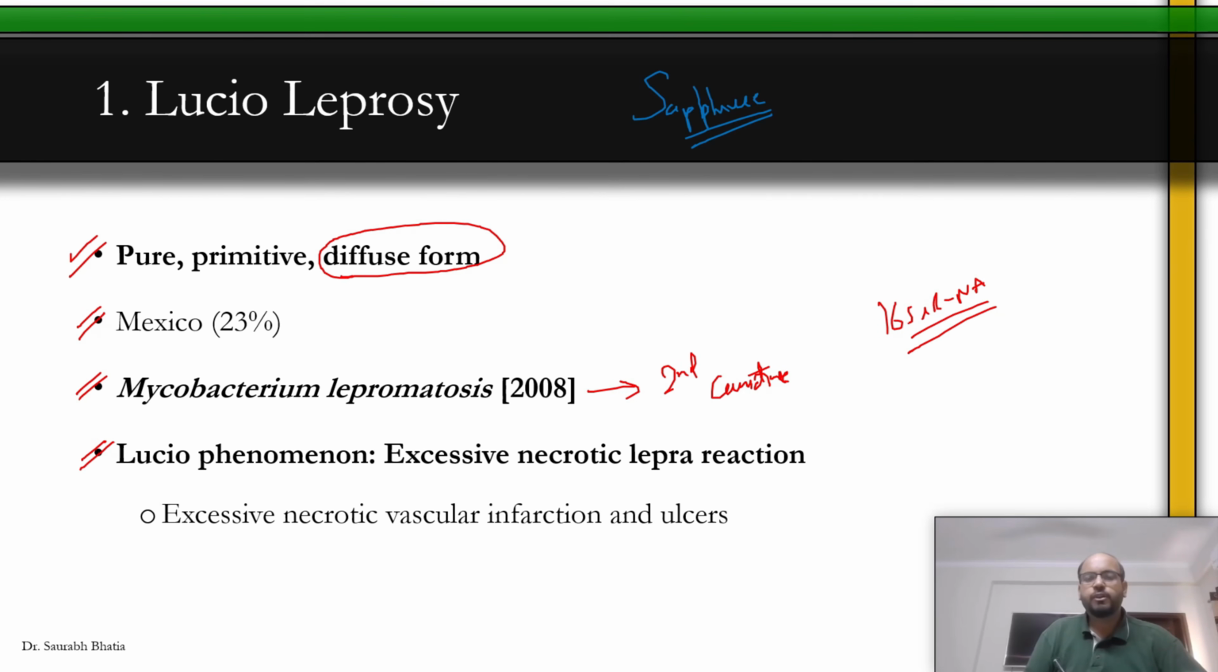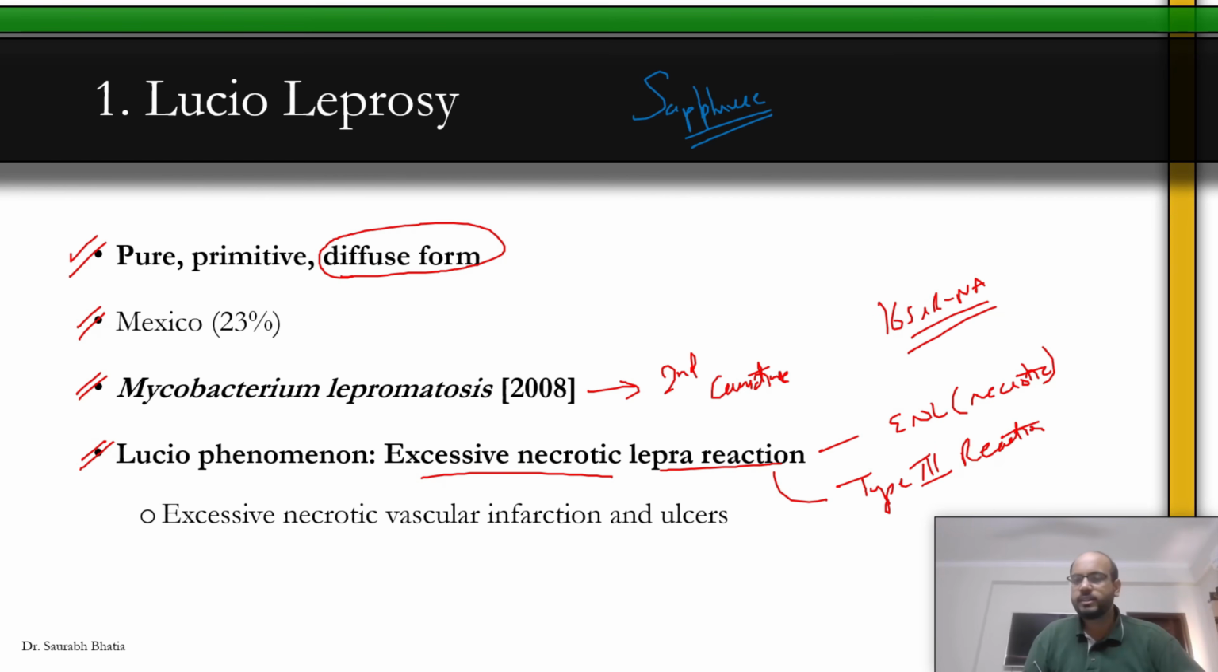In Lucio phenomena, you see a lepra reaction that has excessive necrotic presentation. In fact, most of the time, it is confused with necrotic ENL. We have discussed the difference between ENL and necrotic ENL in that separate lecture. In fact, Lucio phenomena is considered as a type 3 lepra reaction. So we have type 1, the neuritis form, type 2, ENL, and type 3 lepra reaction. In Lucio phenomena, you see excessive necrotic vascular infarction and ulcers. Clear? Let's move forward.